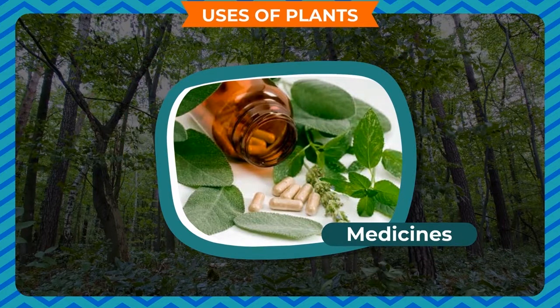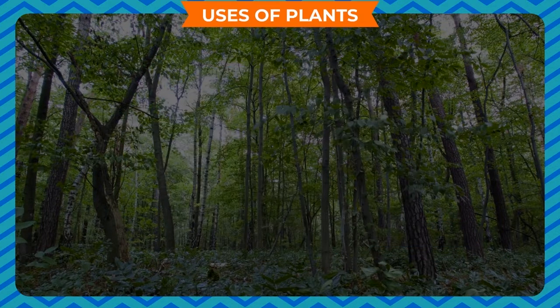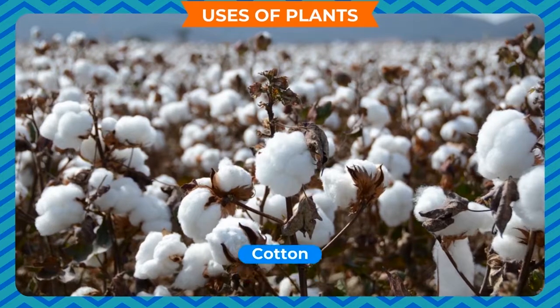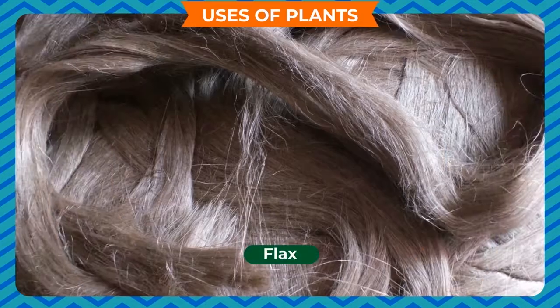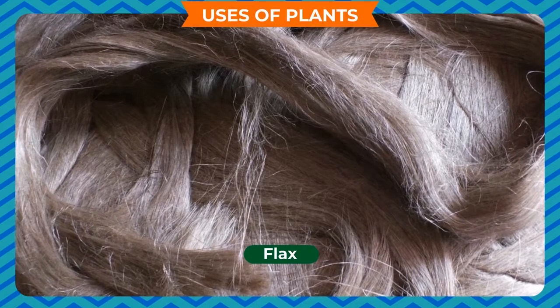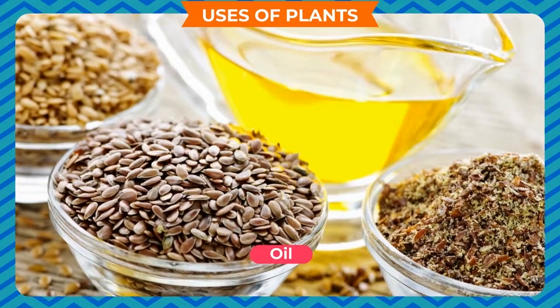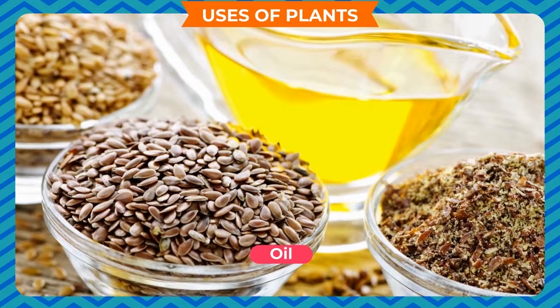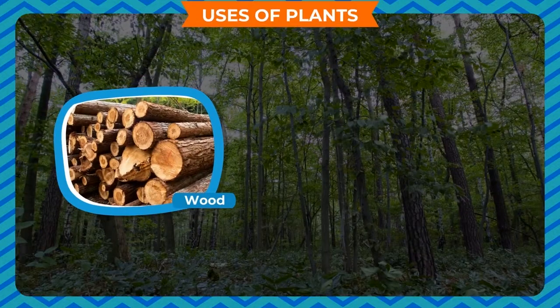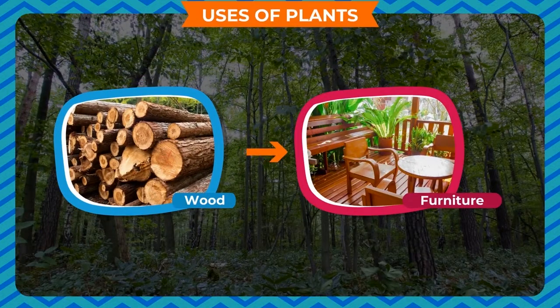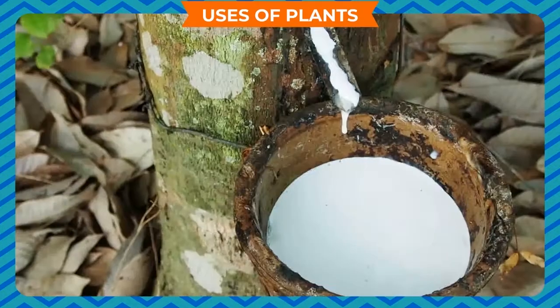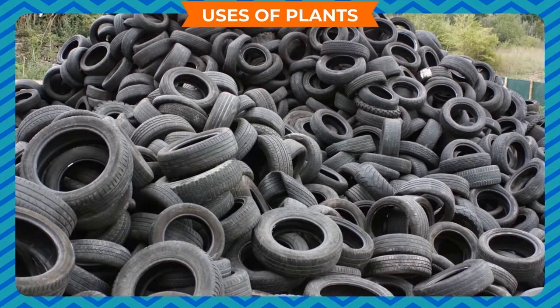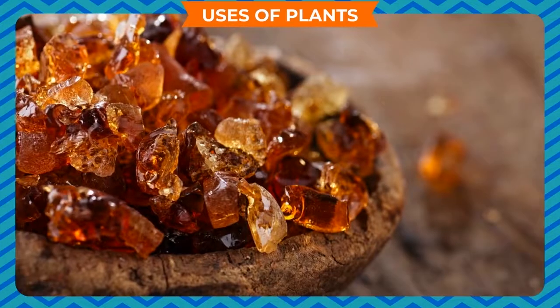Medicines are also obtained from plants. We get fibers such as cotton, jute, and flax from plants. We get oil from the seeds of various plants. The wood obtained from plants is used to make furniture. Rubber tree gives us latex, which is used to make rubber tires and gums.